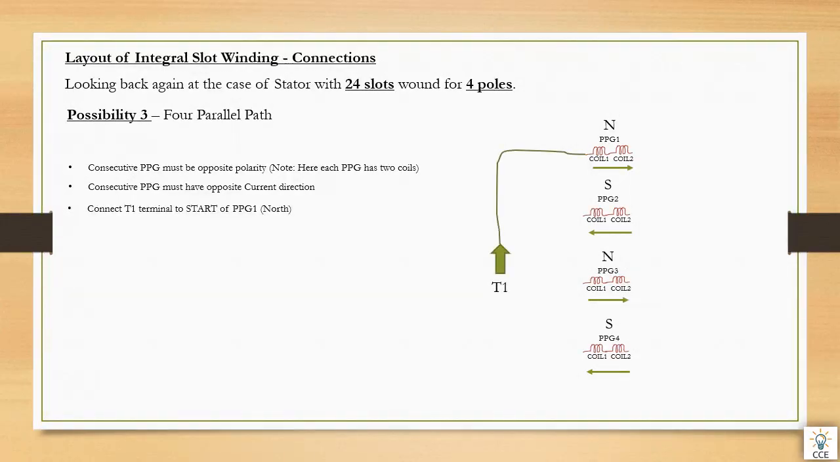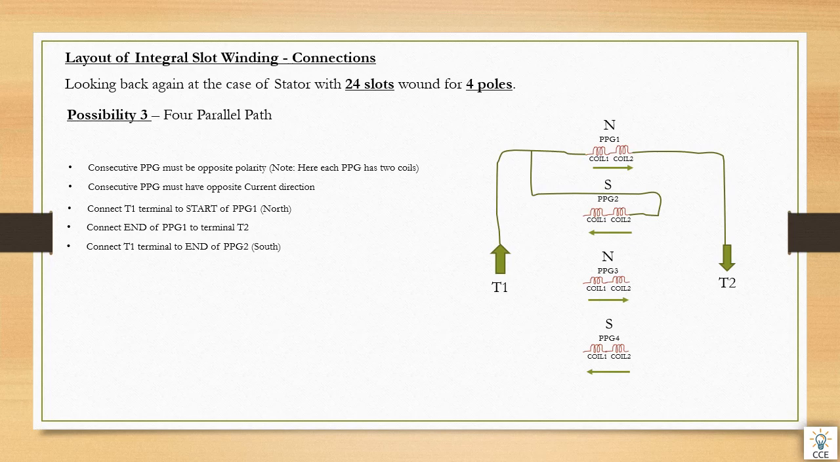Now we connect the start terminal to the start of pole phase group 1, and we will be taking the other end of pole phase group 1 to the end terminal of that phase, that is T2. Similarly, we will be connecting T1 to the end of PPG2, pole phase group 2, so as to maintain the current direction, and we will be connecting the start of PPG2 to the terminal T2.